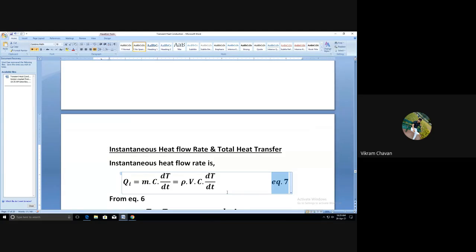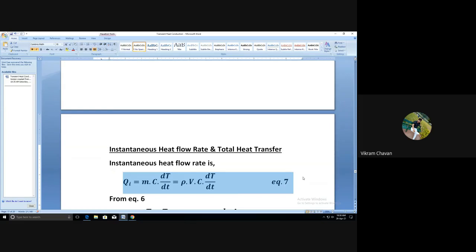Okay. So write down, instantaneous heat flow rate is Q suffix i, equal to m multiplied by c multiplied by dT divided by d small t, equal to rho V c multiplied by dT divided by d small t. Give this equation number 7.